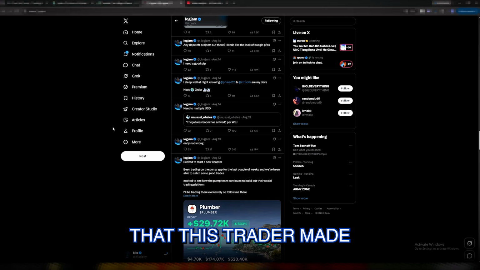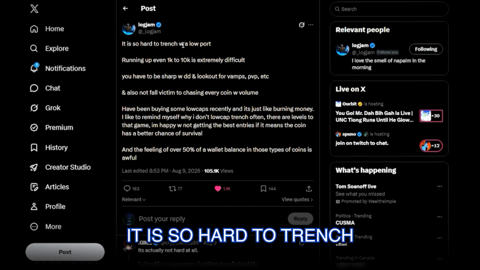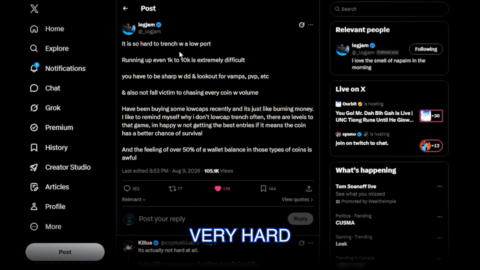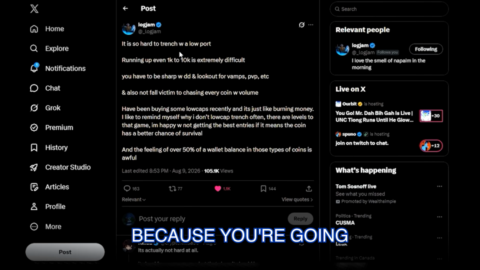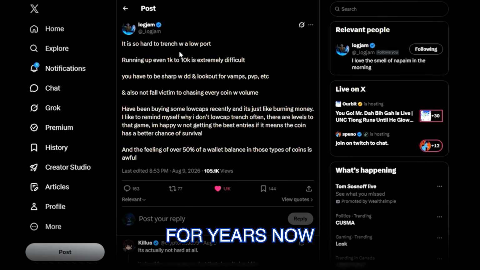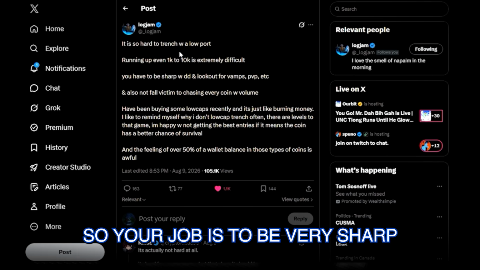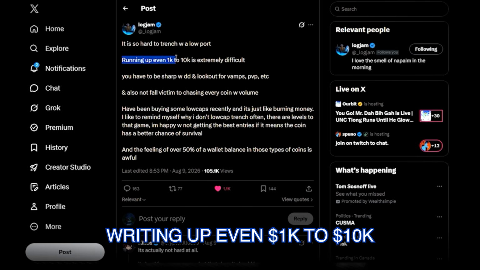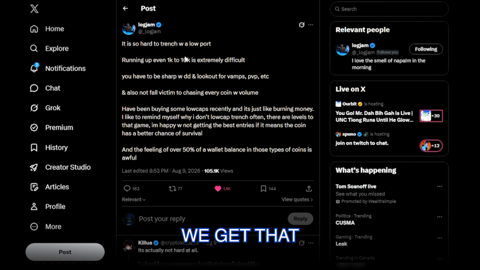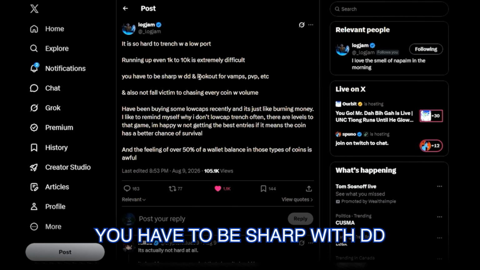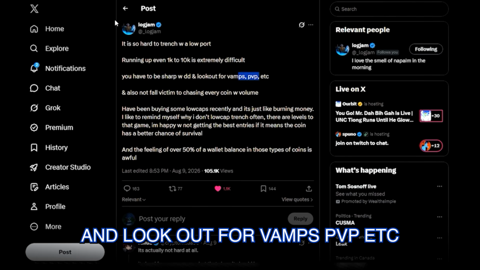There was this post that this trader made. It is so hard to trench with a low port. Obviously it's very hard to trench with a low port because you're going against people that have been trading for years now and have 6-7 figures. So your job is to be very sharp. Running up even 1k to 10k is very difficult. We get that, we understand that. You have to be sharp with DD and look out for vamps, PvP, etc.